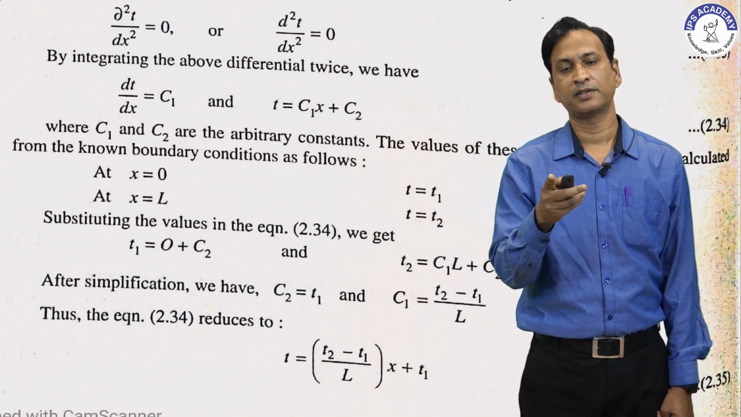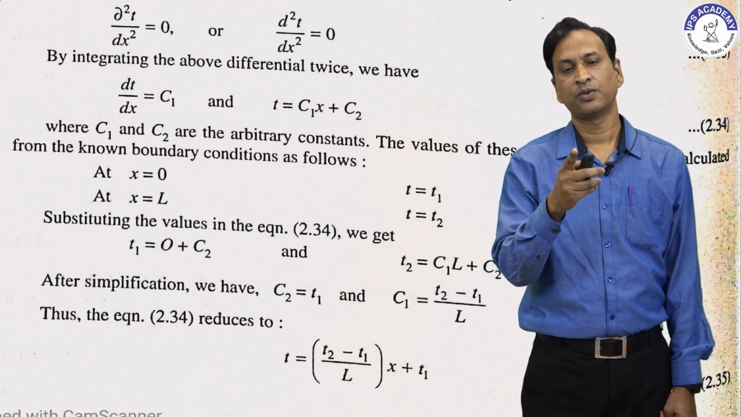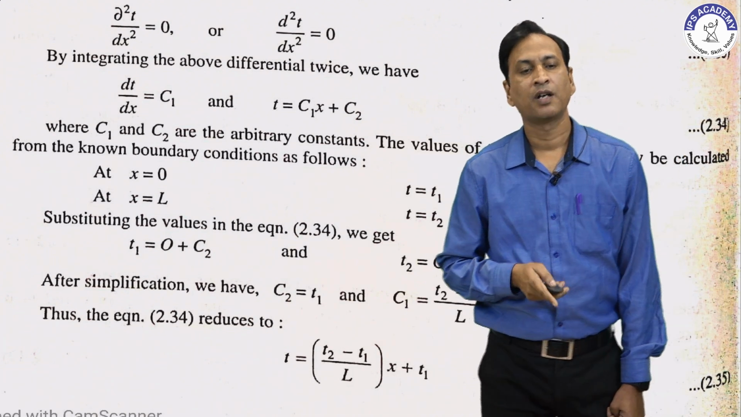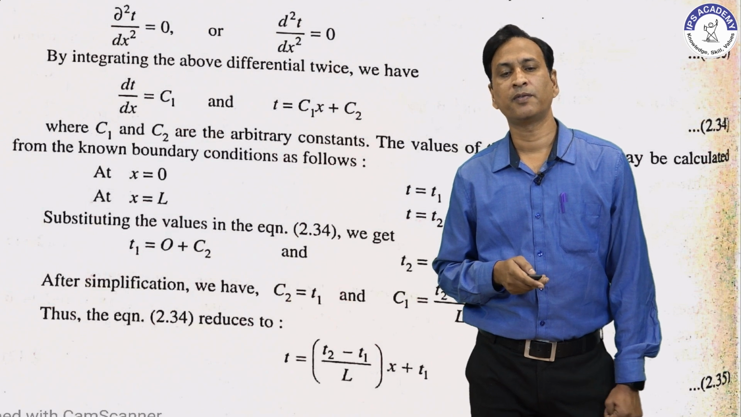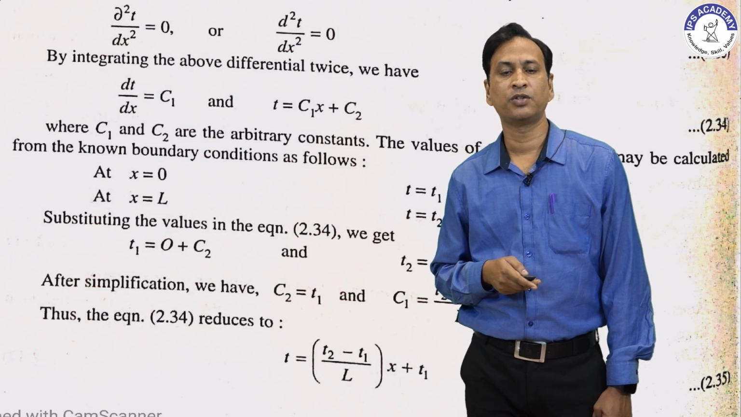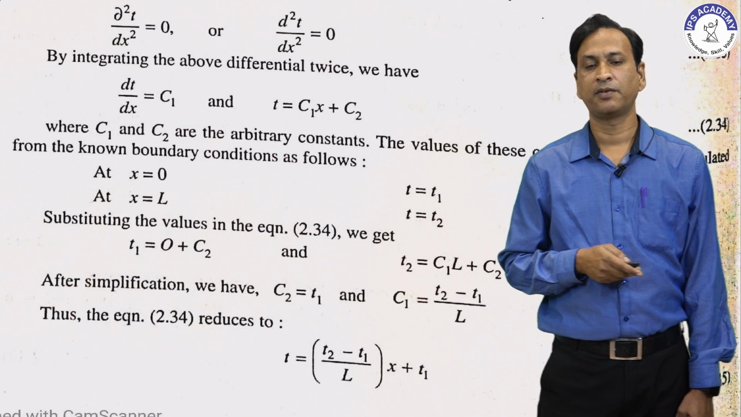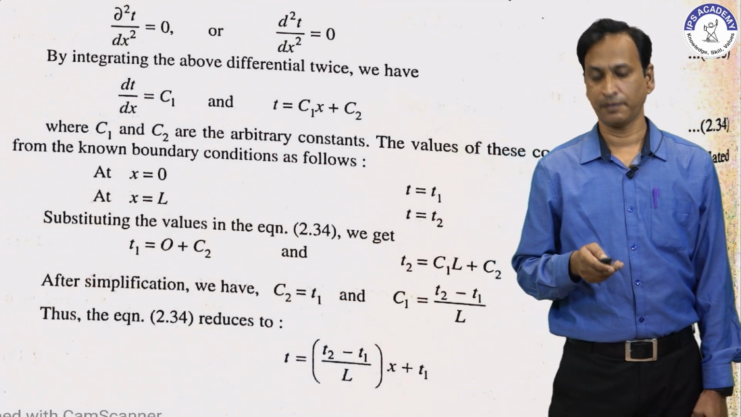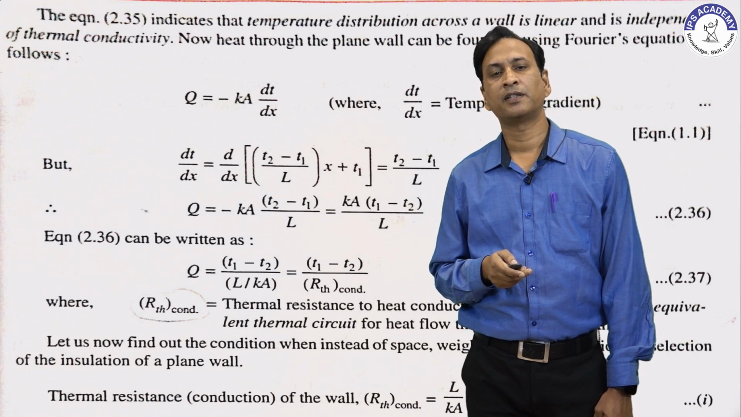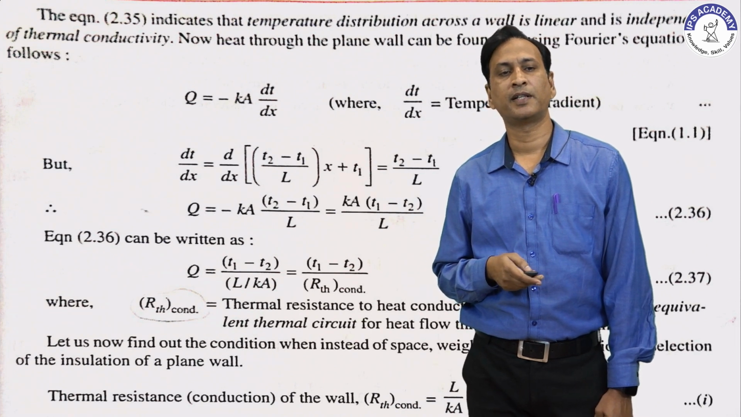Then for C2, the second condition is x equal to L, where T is equal to T2. So T2 is equal to C1 into L plus C2. After simplifying, we have C2 equal to T1 and C1 equal to T2 minus T1 upon L. Thus equation 2.34 reduces to T equal to T2 minus T1 upon L into x plus T1. This is equation 2.35. Equation 2.35 indicates that the temperature distribution across a wall is linear and independent of thermal conductivity.